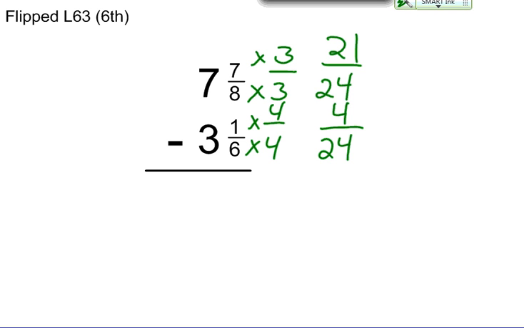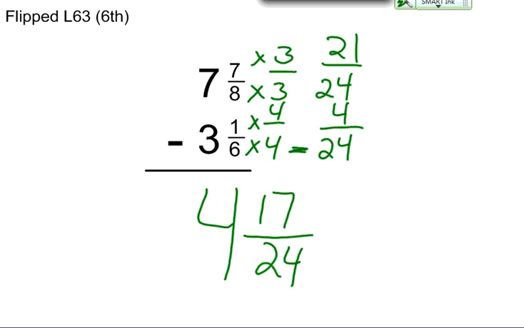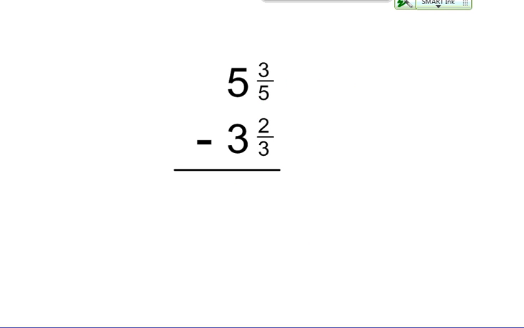So now I have my fractions, and I can subtract them. 21 minus 4, I'm going to throw it back over here, is going to give me 17 24ths. Now I can do 7 minus 3, it's going to give a 4. So we have those steps. First of all, finding those common denominators in the fractions. Let's take another example. Here we have 5 3/5 minus 3 2/3.